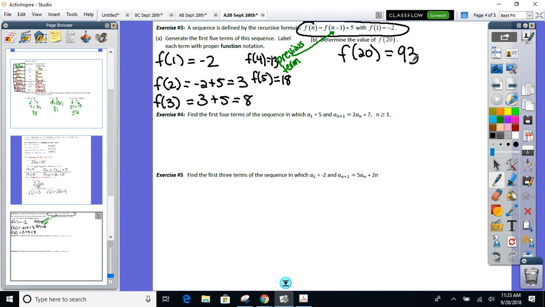Monday, I'll show you a quicker way to get it than just plus 5, plus 5, plus 5, plus 5. There's a lot quicker way. I'll show you on Monday.